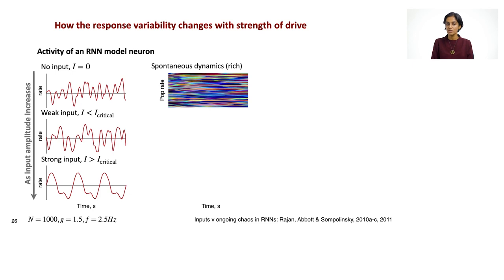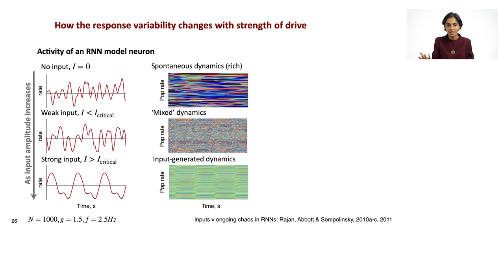This is also visible when you look at the population-wide dynamics. Here's the input-free case, where you can see spontaneous, rich, ongoing dynamics. And here's the case where, at a certain critical input amplitude, the network has turned off this intrinsic variability and becomes entrained to the frequency of the input. You can see this ladder-like pattern in the population dynamics. Now, I'm keeping all of them at a random phase. Everyone's getting an input at a slightly different phase, which is why you don't see them exactly synced up.